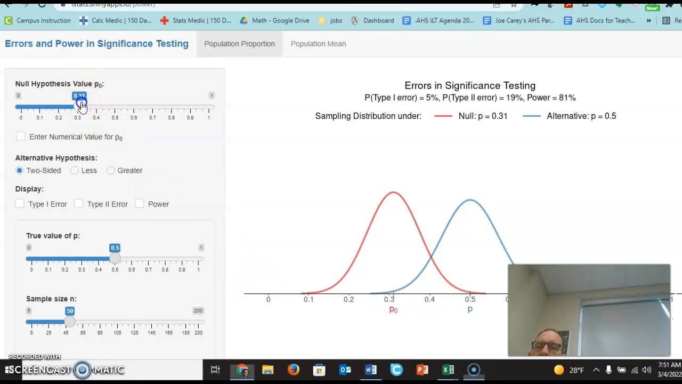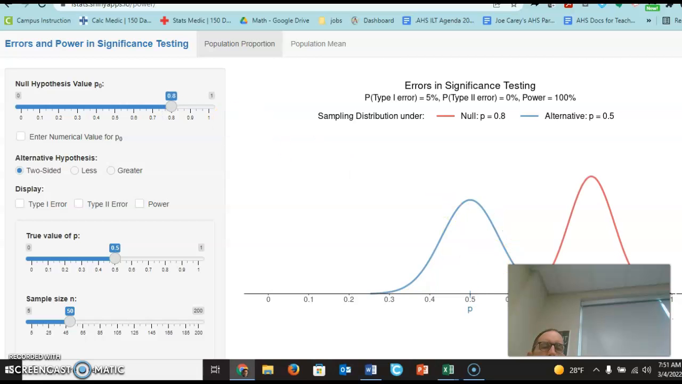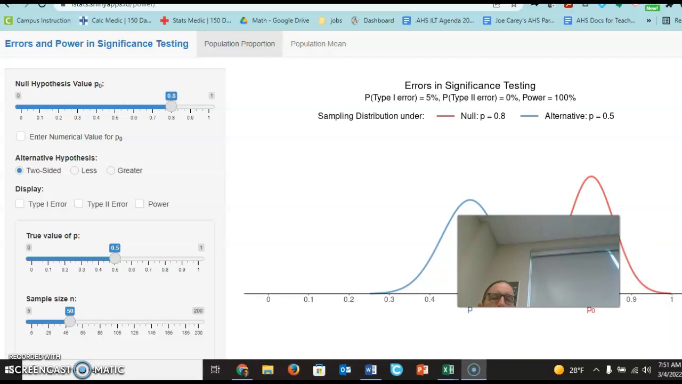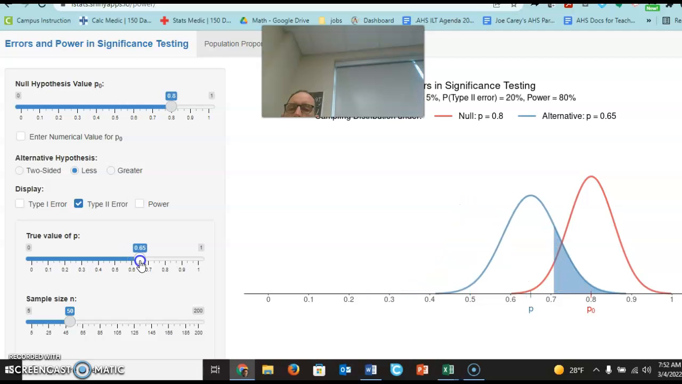So we can drag here. The hypothesized value for P is 80%. So notice that this red curve shifted to where you see here. We are now assuming that she's an 80% free throw shooter. Our alternative hypothesis is she's actually less than that. We want to display the type 2 error. The true value of P is 66%. And we're doing a sample of size 50. So there's our sample of size 50.